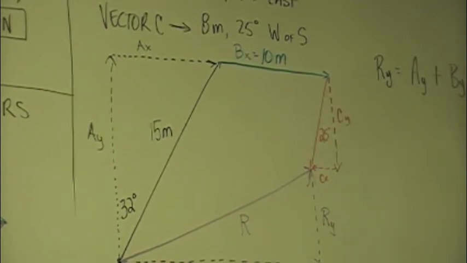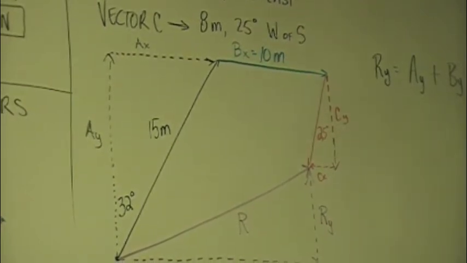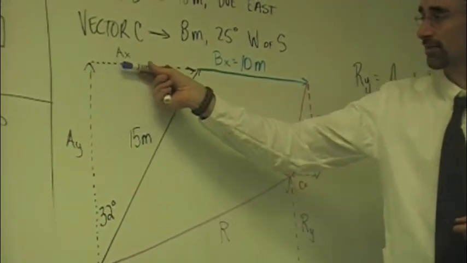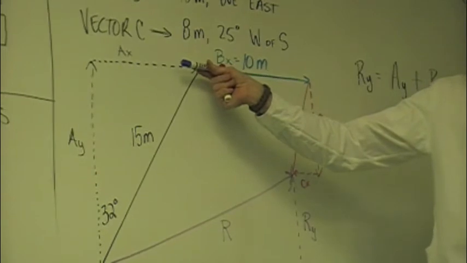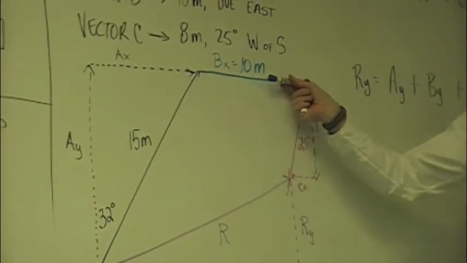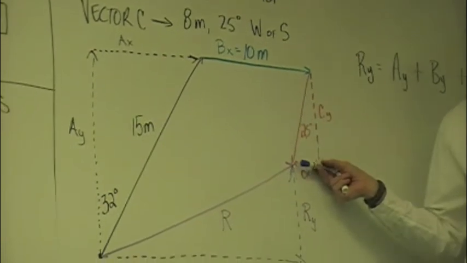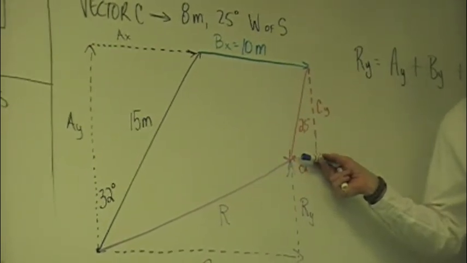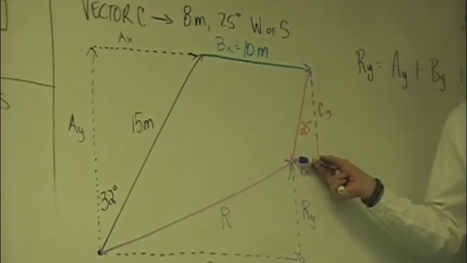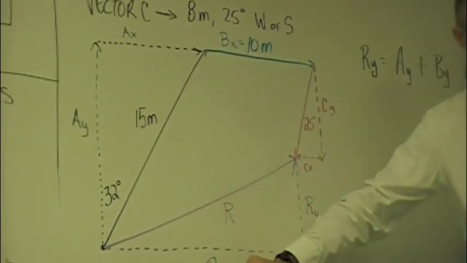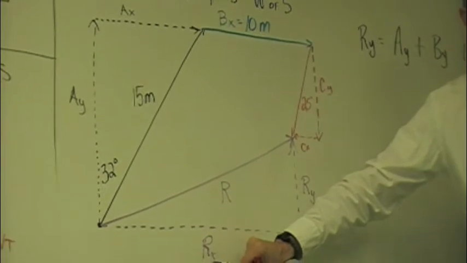Okay? Now, I think you guys can see this. If I add head to tail that vector ax, that vector bx, and then I come backwards, because this is a negative part, and I add that in there, can you see that ax plus bx plus cx equals rx? Are you seeing that?